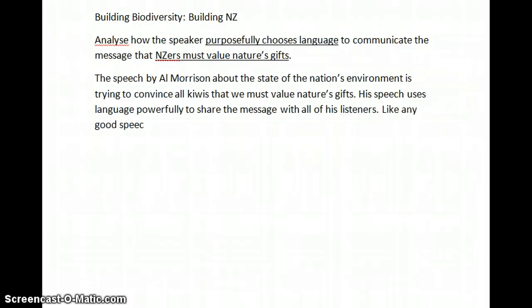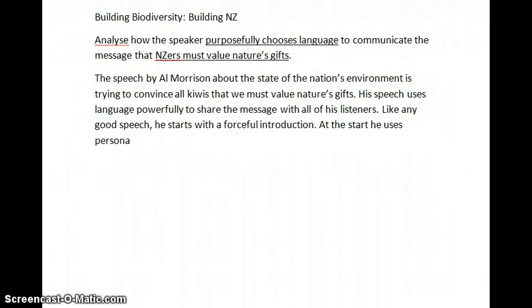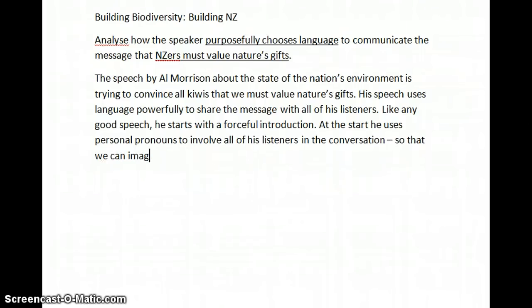Like any good speech, he starts with a forceful introduction. At the start, he uses personal pronouns to involve all of his listeners in the conversation so that we can imagine how we should feel about New Zealand's natural beauty.